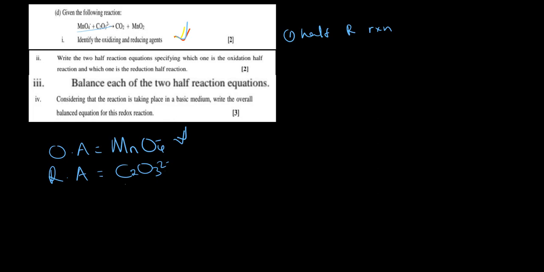So what I'll do is write the same thing, MnO4, giving us Mn2+, like that. So this is the half reduction reaction. We saw why it is the half reduction reaction. We are told to write the two half reactions and specify which one is which. So we have written this is now the half reduction reaction.